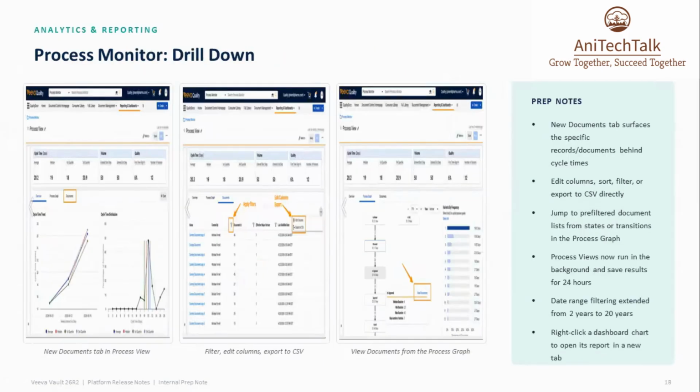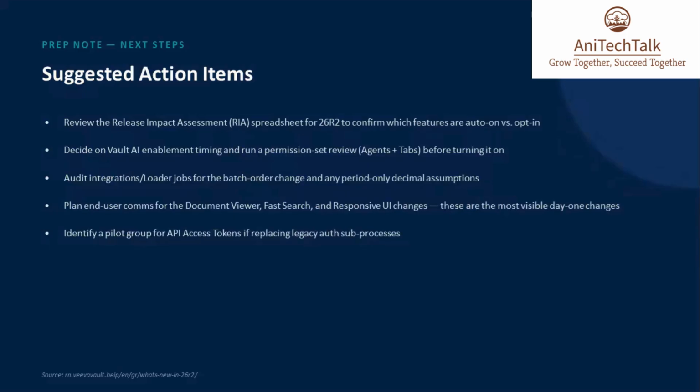Now, process monitor drill-down. The process monitor was already available as part of a recent release. As part of this release, you can now drill down more once you open the process monitor. A new document tab surfaces the specific record documents behind the cycle time. Edit columns, sort, filter, or export to CSV directly, or jump to a pre-filtered document list from a state or transition in the process graph. Process views now run in the background and save results for 24 hours. Date range filtering is extended from 2 years to 20 years. Right-click a dashboard chart to open its report in a new tab. So if you're using the process monitor, it's a very good feature.